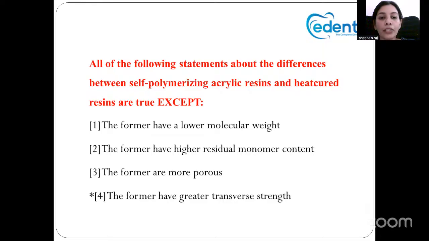Go for the options. The former, meaning self-polymerized acrylic resin, has a low molecular weight. Second, the former has a high residual monomer content. Third, the former is more porous. Fourth, the former has a great transverse strength. So the answer is 4. It is wrong. Self-polymerized acrylic resin does not have as much transverse strength compared to heat-cured resin. So that is the difference between self-cured acrylic resin and heat-cured acrylic resin.